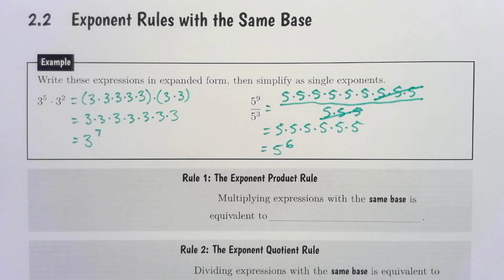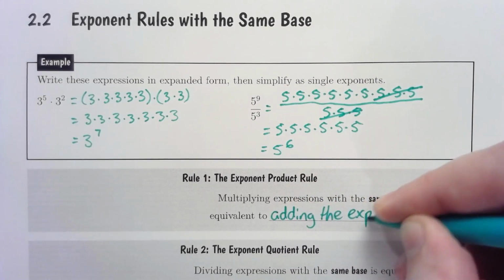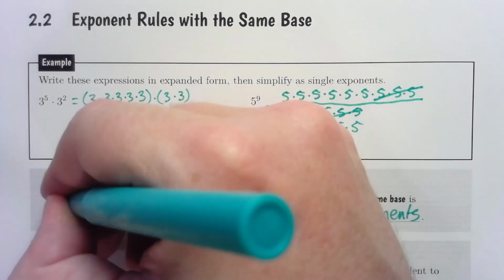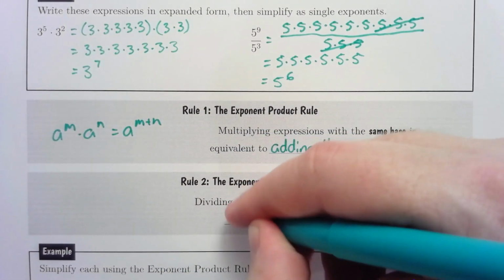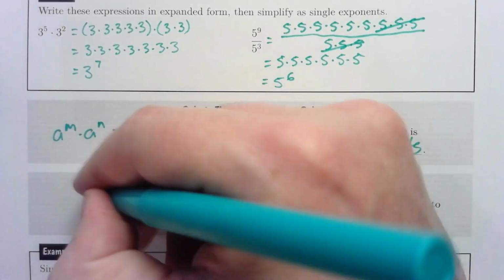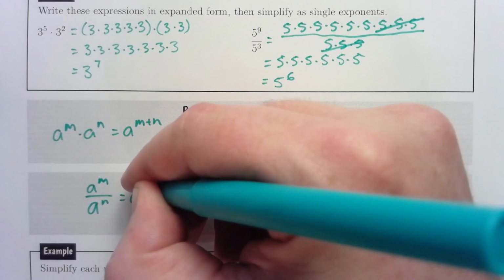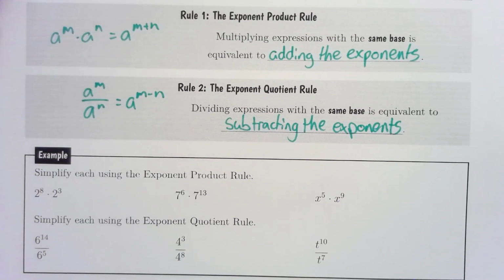So the exponent product rule says that multiplying expressions with the same base is equivalent to adding the exponents. And the exponent quotient rule says that dividing expressions with the same base is equivalent to subtracting the exponents. Let's look at a few more examples, but this time we're not going to write them out in expanded form. We're going to use our new rules to quickly and efficiently simplify them.